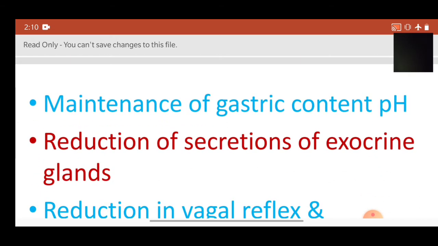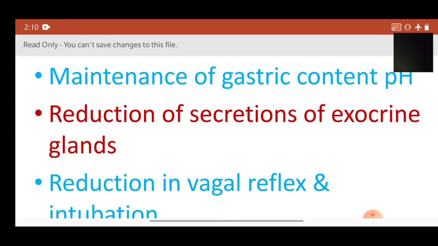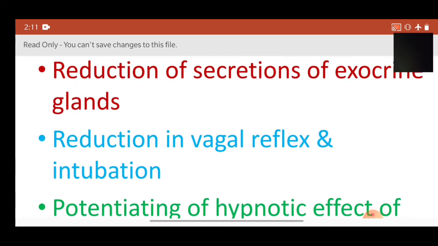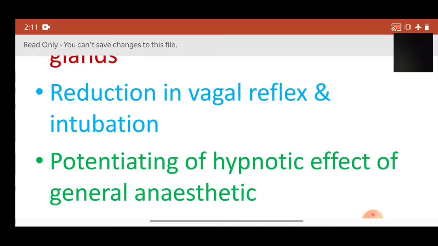vomiting. Next is to reduce secretion of exocrine glands. These secretions develop anxiety or affect different physiological functions of the body. By controlling these exocrine glands, these drugs help to reduce anxiety and pain in the body. And next, these drugs potentiate the hypnotic effect of general anesthetics.